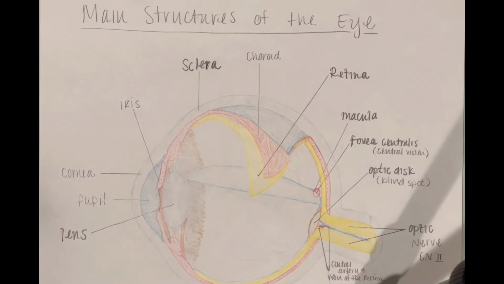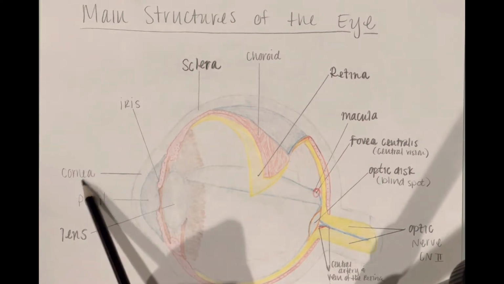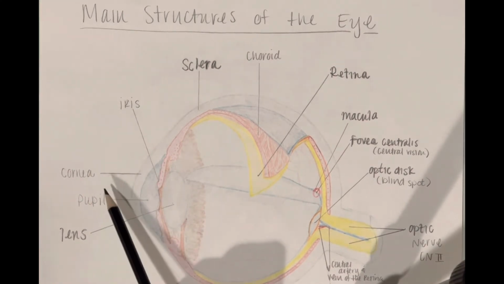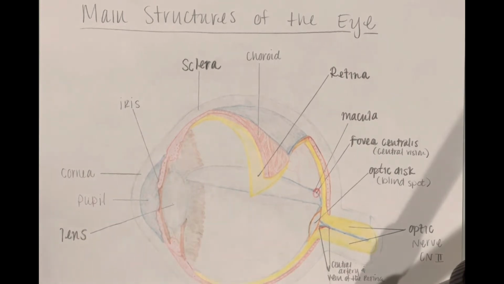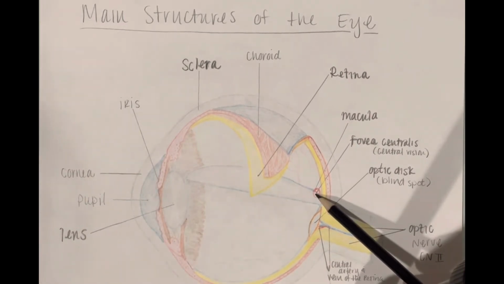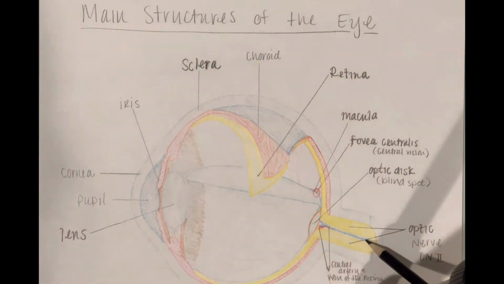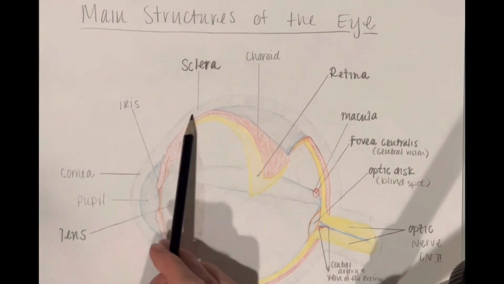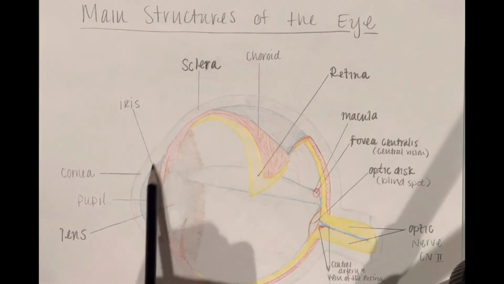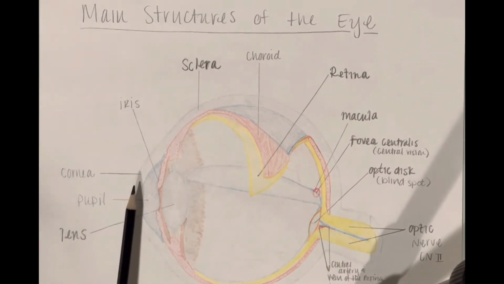The main structures of the eye include the sclera, the cornea, the pupil, the iris, which is right here, the lens, the macula, back here, the optic disc, and the optic nerve, also known as cranial nerve number 2. The sclera is a protective layer attached to muscles which allow the eye to move. The cornea allows the eye to reflect light and focus light so that one can see near and far.